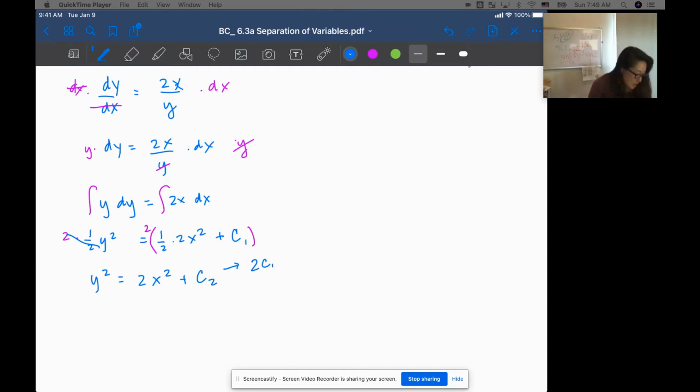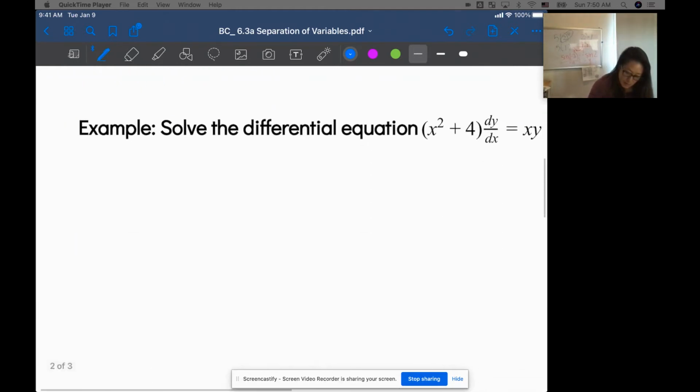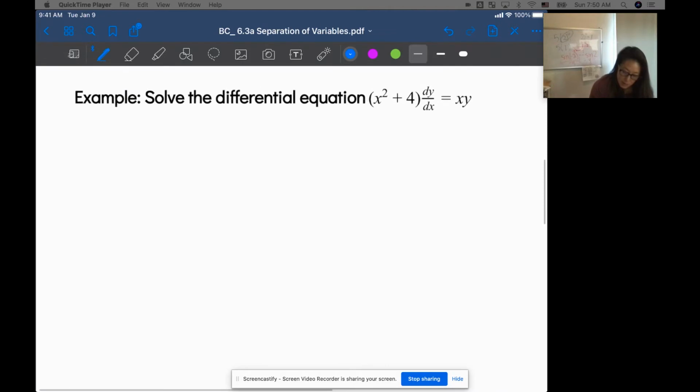Okay. All right, so now we're just going to get y by itself, so we take the square root. So I get plus or minus the square root of 2x squared plus c2. And that's that.